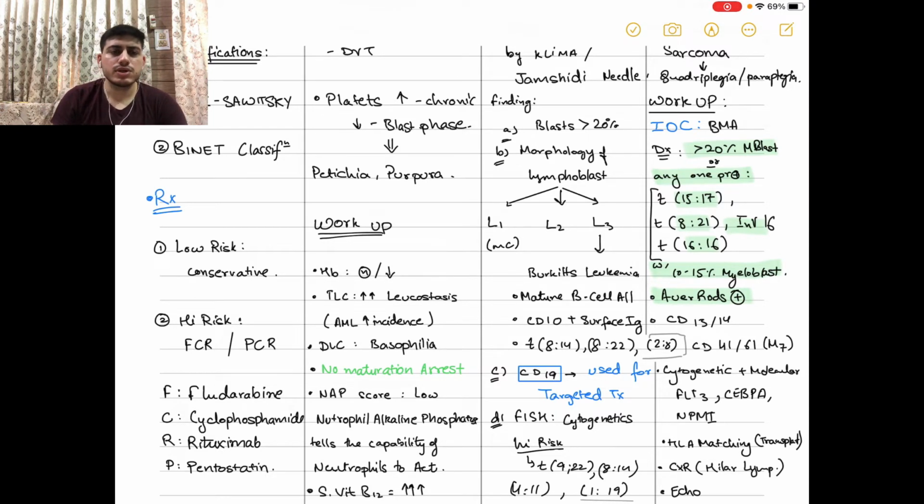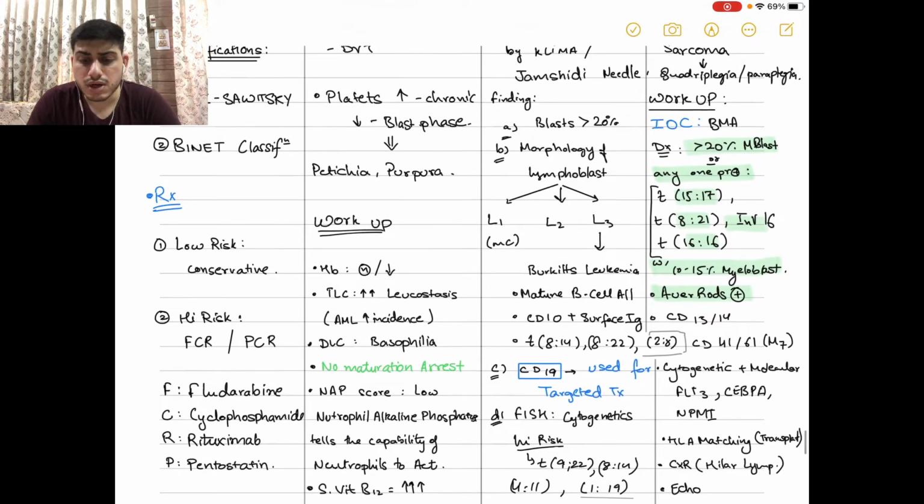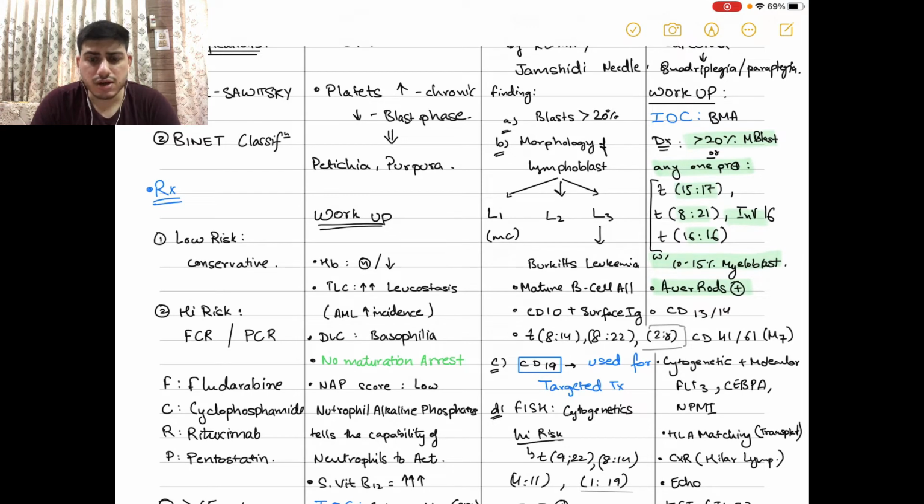It's a WHO classification thing, so you will just call it 20%. Just remember 20%. Even in pathology, most of you must have read more than 20%, things like that. So 20% is very common. So more than 20% is the diagnostic feature. Then the morphology of the lymphoblast.